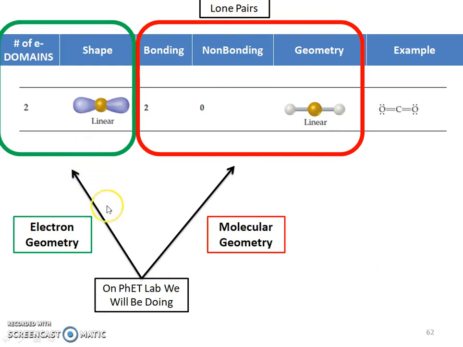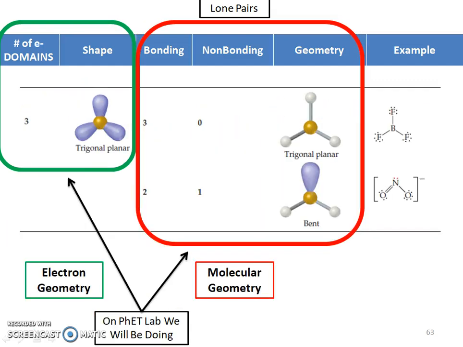The other thing I want you to take notice of is we're going to be doing a PhET lab. It's a lab simulation on the computer. The shape is really the electron geometry, how many electron domains are around the central atom, and the molecular geometry is the geometry shape. The shape is based off of your electron geometry, or how many electron domains there are. So if you have 3 electron domains and all 3 are bonding, we're going to keep the molecular geometry as trigonal planar.